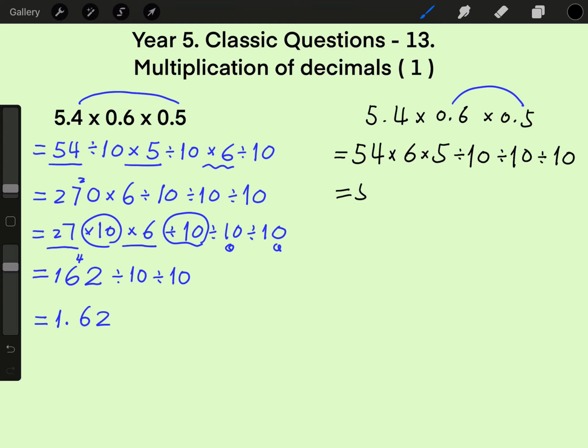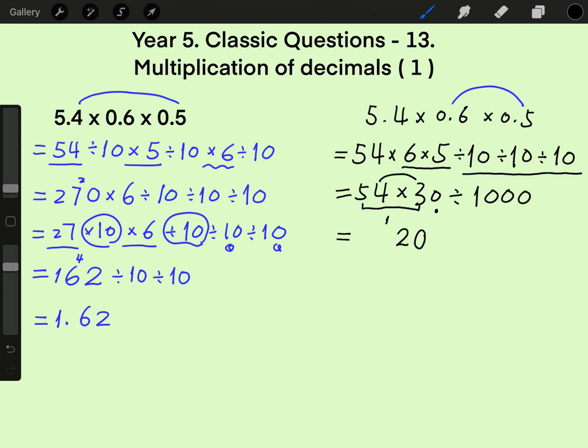Next, 54 times 30, and then divided by 10, actually means divided by 1000. 4 times 3, 12. 2 on the 10 digit position and a little 1 on the 100 digit position. 5 times 3, 15. Plus 1, 16.